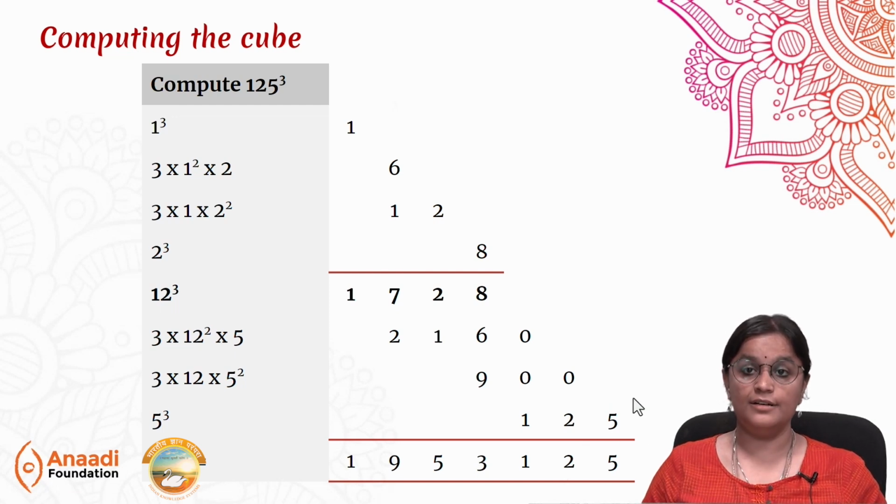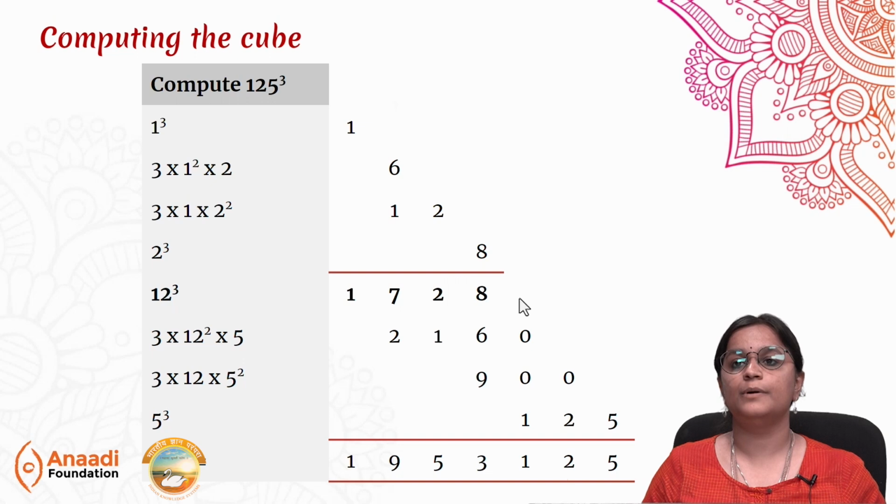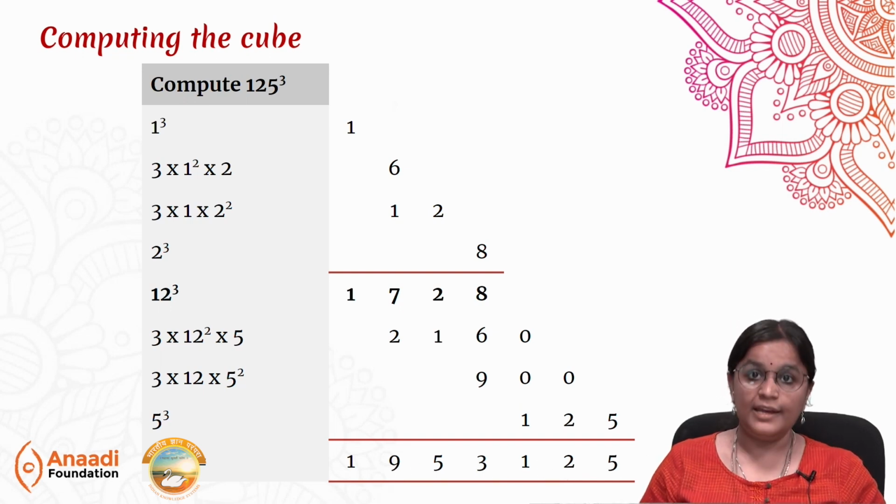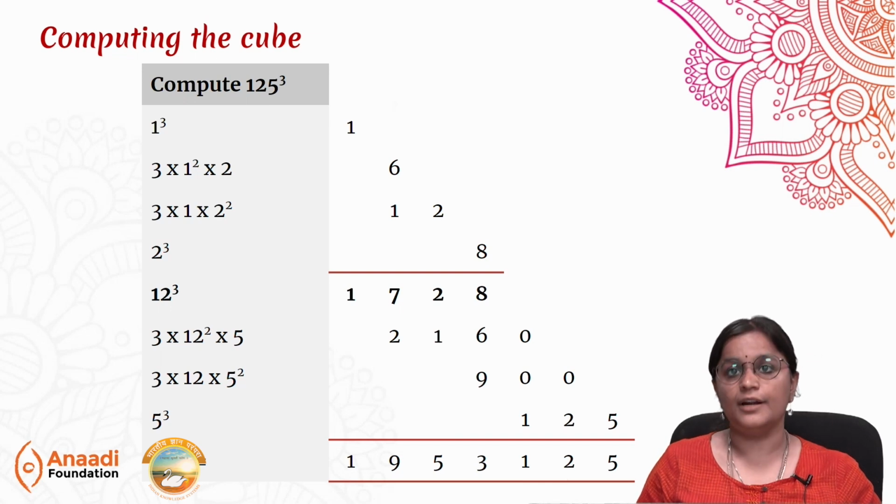To get our final answer, we start adding from this particular block, because this is where we placed our A cube. Now starting to add, we will get 5 gives us 5, 2 gives us 2, 1 gives us 1, 9 plus 6 plus 8 gives us 23 here, 2 plus 2 plus 1 gives us 5, 7 plus 2 gives us 9, and 1 gives us 1. So 125 cube is 1953125.